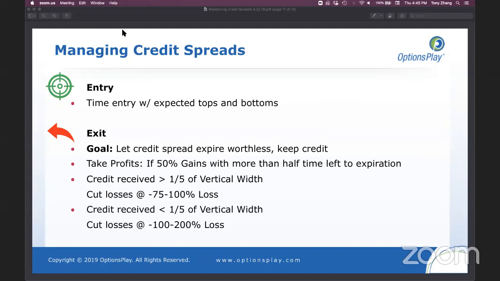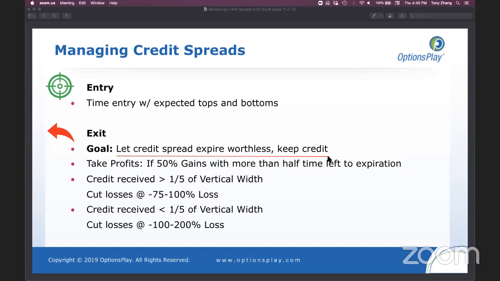The entry part, I think, is fairly easy to understand for most people. Now, the goal of a credit spread is to let it expire worthless and for you to keep the entire credit. This is a little different than buying calls and puts, where you generally do not want to hold them to expiration. When you're selling options, you do want to hold them to expiration, just like selling a covered call, just like selling a cash secured put. This is really just a graduation of selling calls and puts into slightly more complex strategies, if you don't want to own the stock, or if you don't already own the stock.